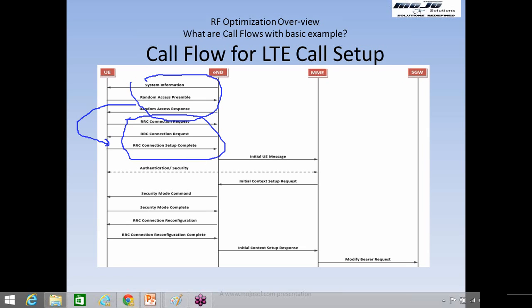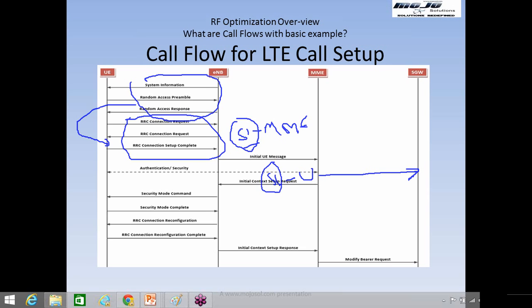Okay, RRC setup needs S1 signaling establishment. S1 is the interface between the eNodeB and the core network. S1 has two parts, S1-MME and S1-U, which is the user traffic. S1-MME goes to the MME and S1-U goes to the SGW. So we have to establish S1 signaling.